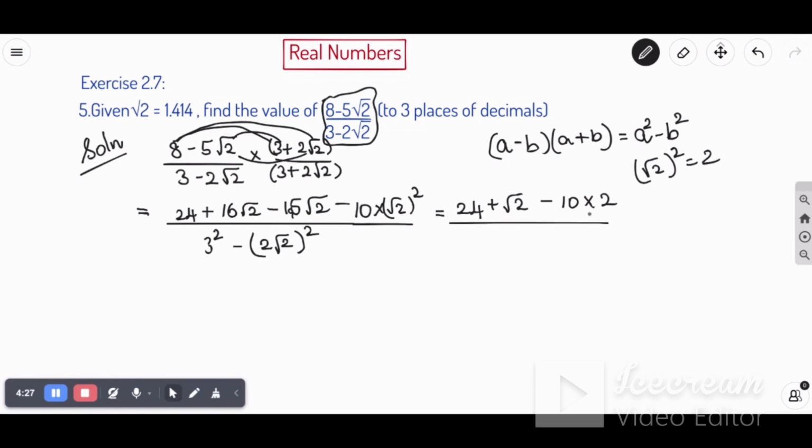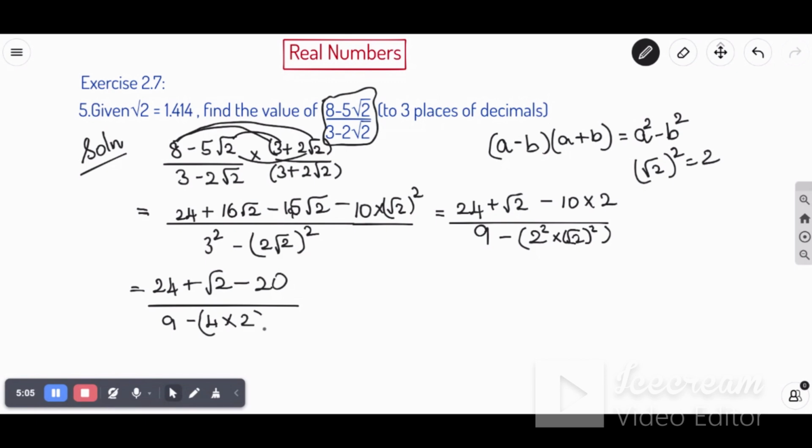Now let's go to the denominator. What is 3 square? 9 minus, here also 2 square into root 2 the whole square. You can directly solve this also, but anyways, let us take it to the next step. Now the numerator is, again write your 24 plus root 2 and minus 20. And the denominator again is 9 minus 2 2s are 4 into, what do you have to do? 2 square is 4, but root 2 square is 2.